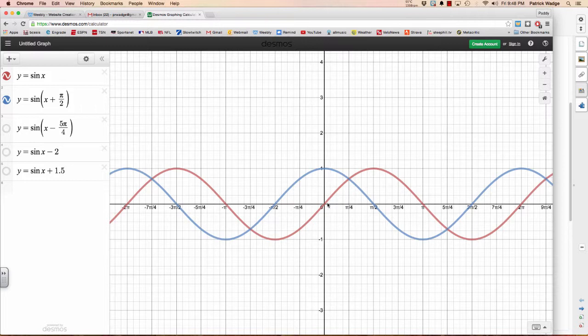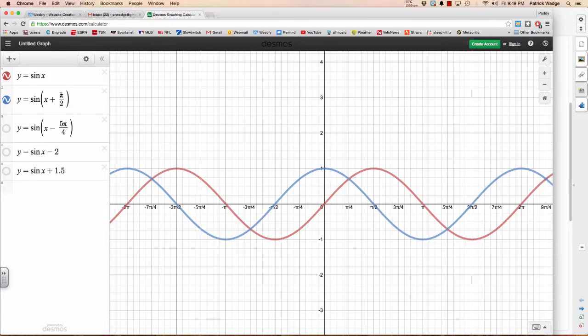Do you see that this point right here has been moved over here? It's been moved pi over 2 units to the left. Same with this point. It was at pi over 2, but now if you move over pi over 2, it's at 0. Same with this point. It was at 3 pi over 2. If you move over pi over 2, that gives you 2 pi over 2, or pi, and that's where it ends up. So every single point has been moved over pi over 2 units to the left.